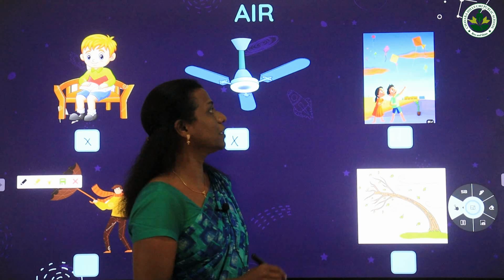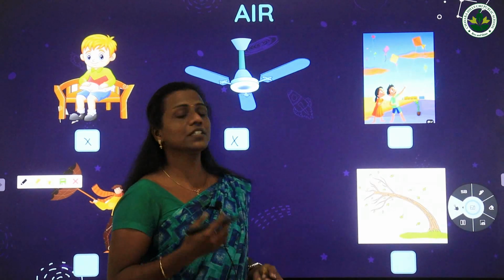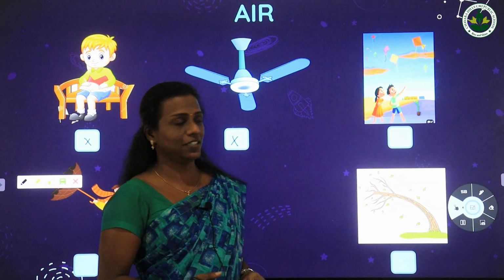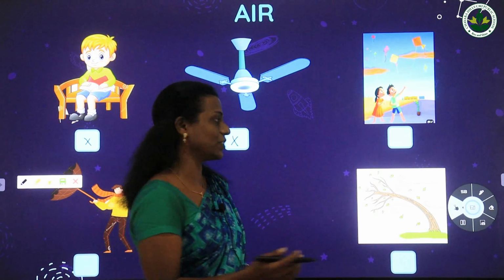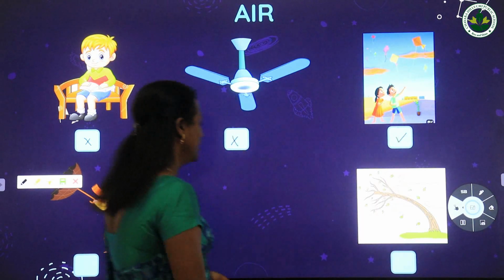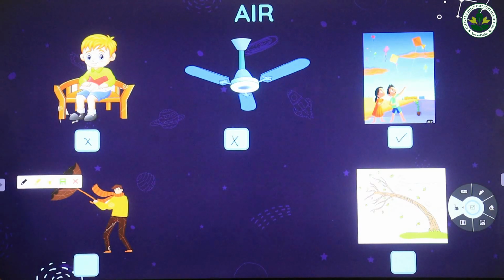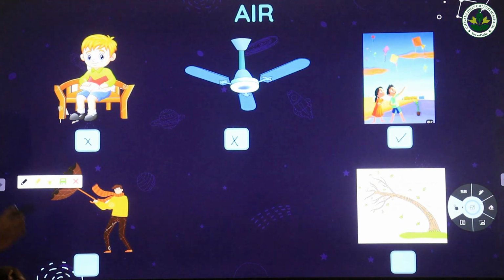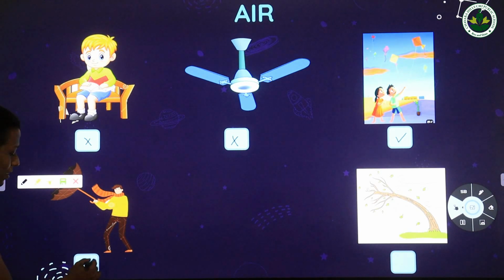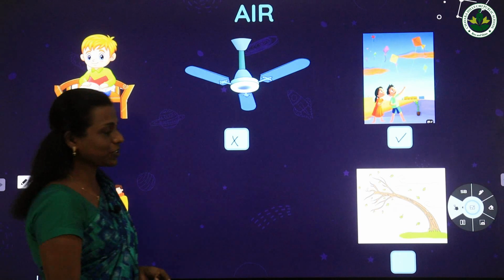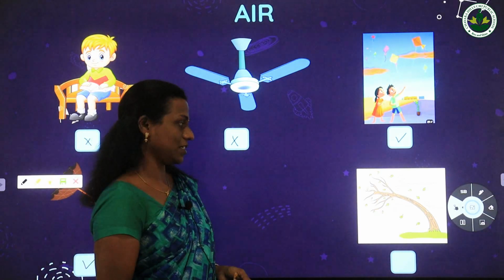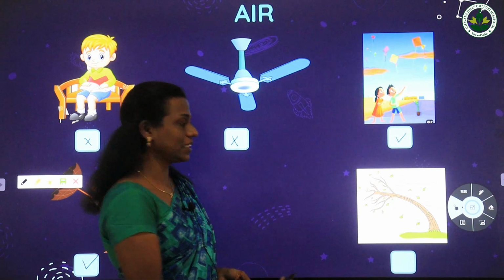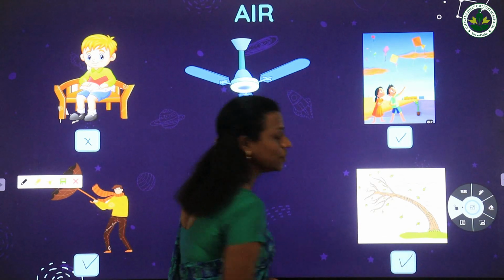Third picture, the children are flying kites. Only in the presence of air will the kites fly. So in the third picture we can see the presence of air. So put a tick. Then the next picture, a man is walking and along with him an umbrella is there, and from the picture itself we can understand he is walking in the presence of a heavy wind. So here also we can see the presence of air. Then the last picture, a tree is in heavy wind. So here also we can see the presence of air from the picture.